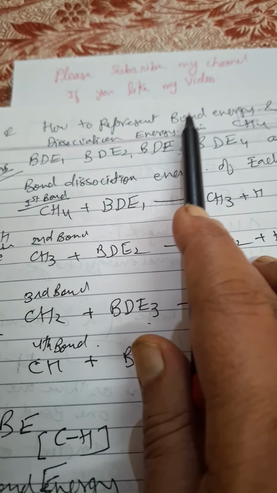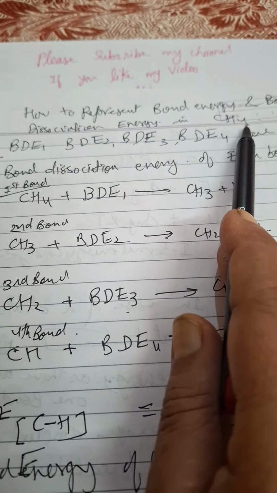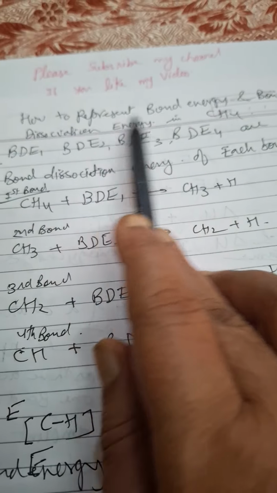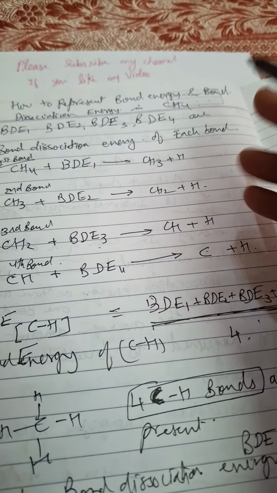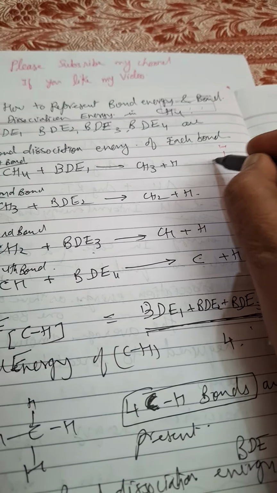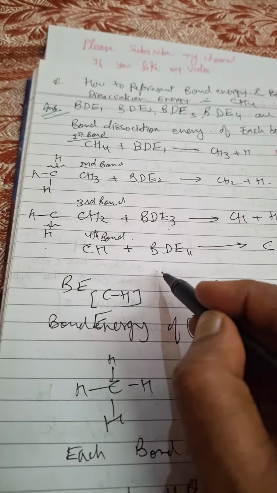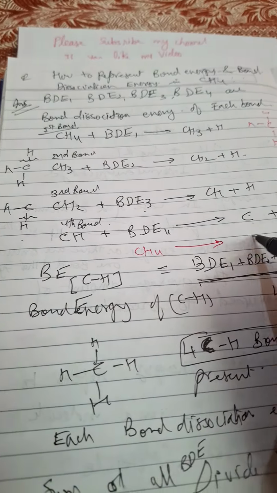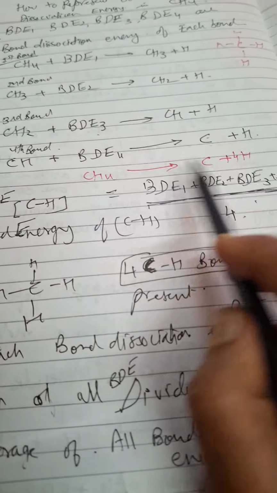Here we discuss how to represent bond enthalpy and bond dissociation energy in the case of methane. Carbon and hydrogen have 4 bonds in CH4. This CH4 is completely converted into C plus 4 H. Clear? So we have to get this.